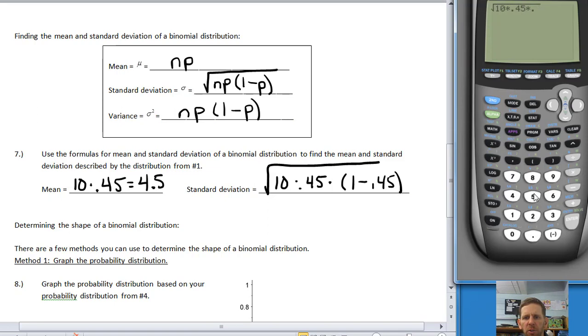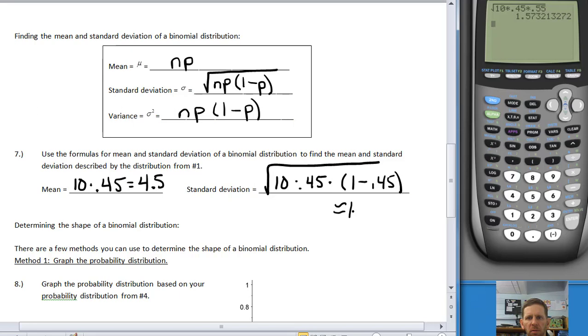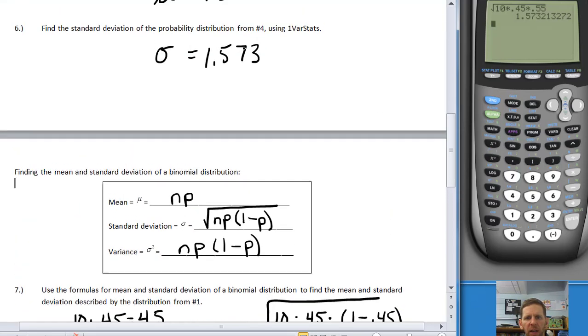And the answer we get should sound kind of familiar because it's the same answer that we got on the front side of your worksheet. It's that 1.57 number. And you might recall back on problem 6, we got the 1.573 there as well.